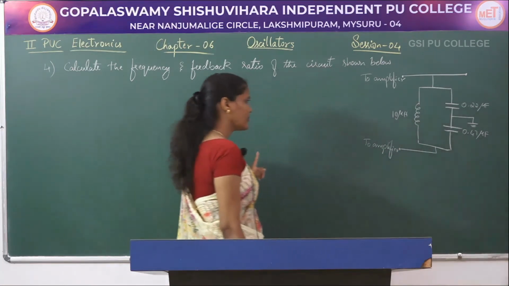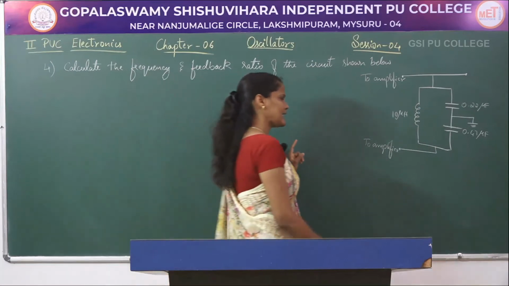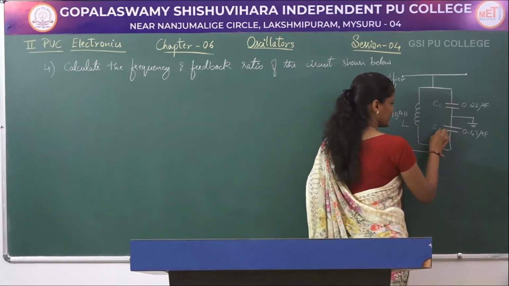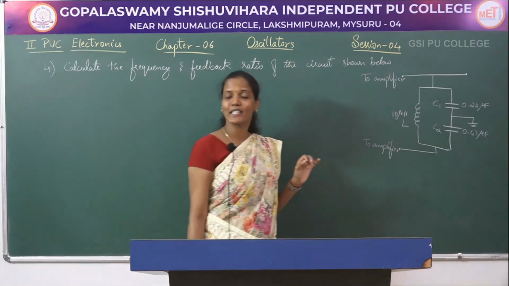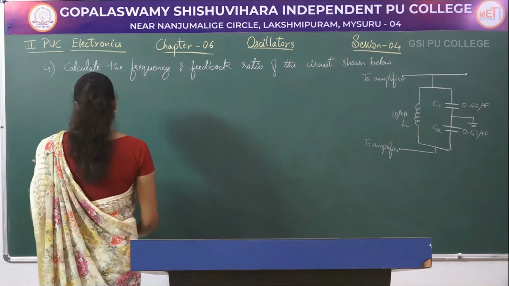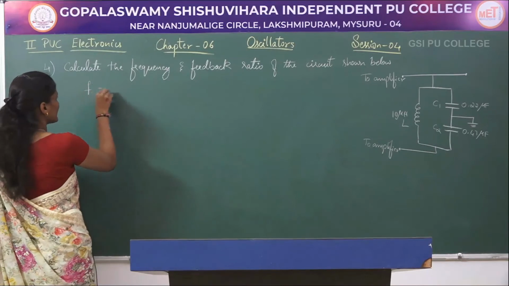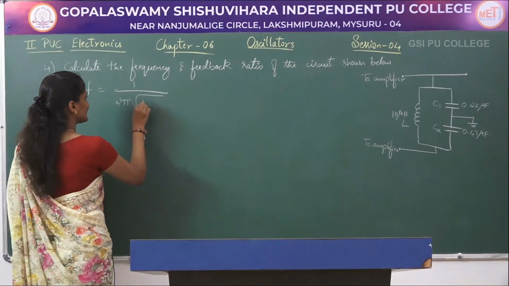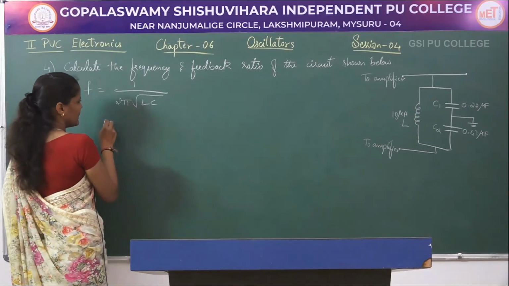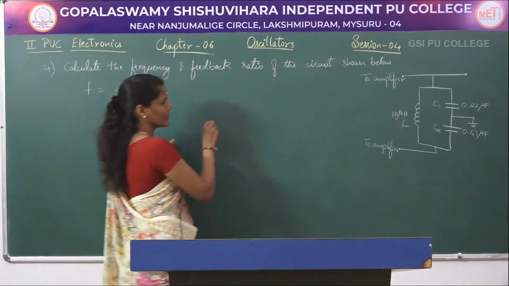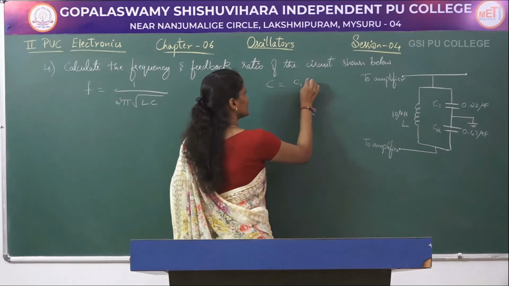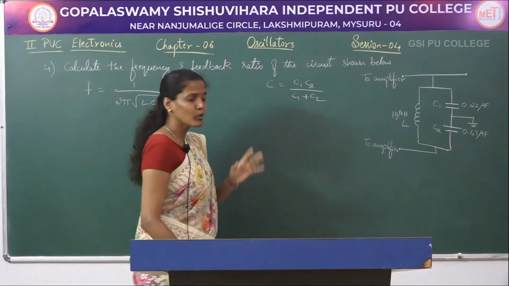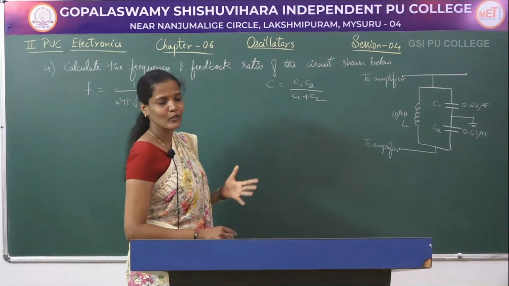So you have to find the frequency for this. This is the inductance, that is L. These are the 2 capacitors. Let me name those 2 capacitors as C1 and C2. So the formula to find out the frequency of a Colpitts oscillator is 1 divided by 2 pi root LC, and C value is equal to C1 C2 divided by C1 plus C2. So I know both the values, that is, C1 and C2 are known for me.